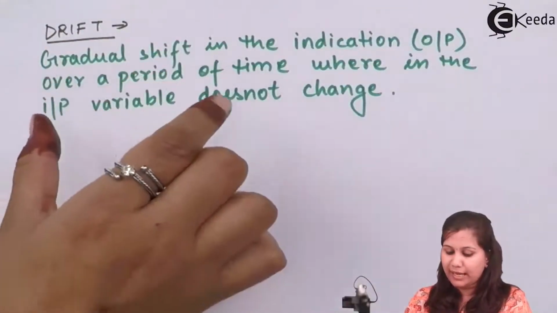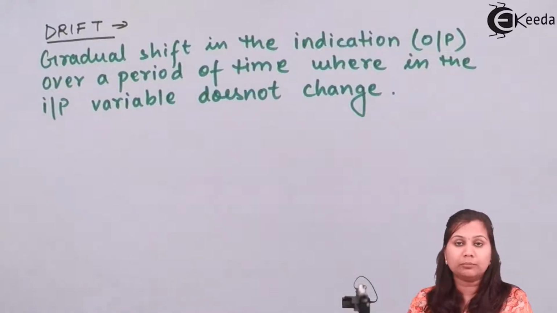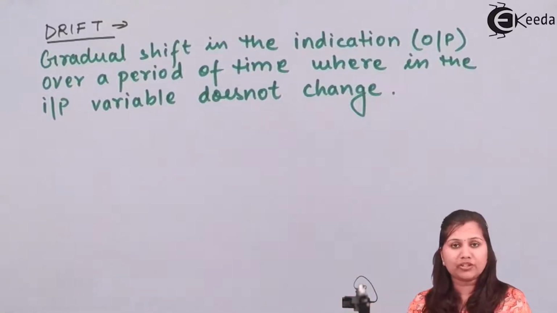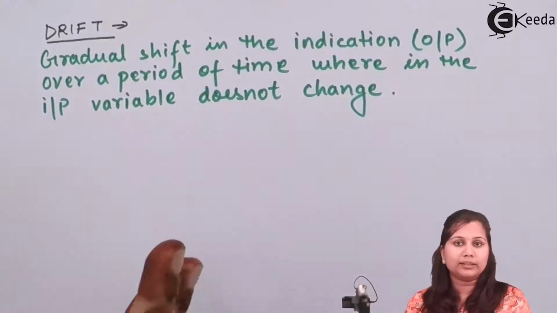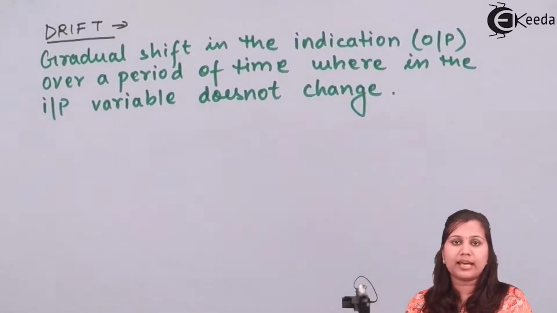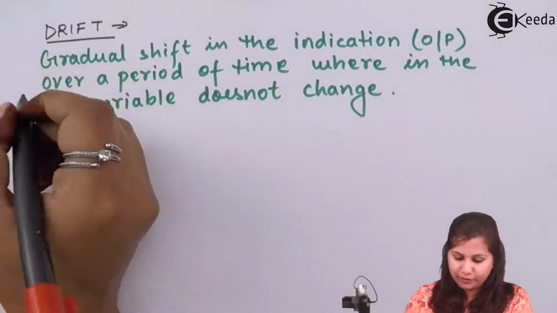This drift can be caused by environmental factors, like stray magnetic and electric fields, thermal EMFs, or changes in temperature. For example, if temperature changes take place, due to that temperature change the output gradually changes. That is called drift. Now this drift can be of three types: zero drift, span drift, and zonal drift. Let's define these three types of drift.